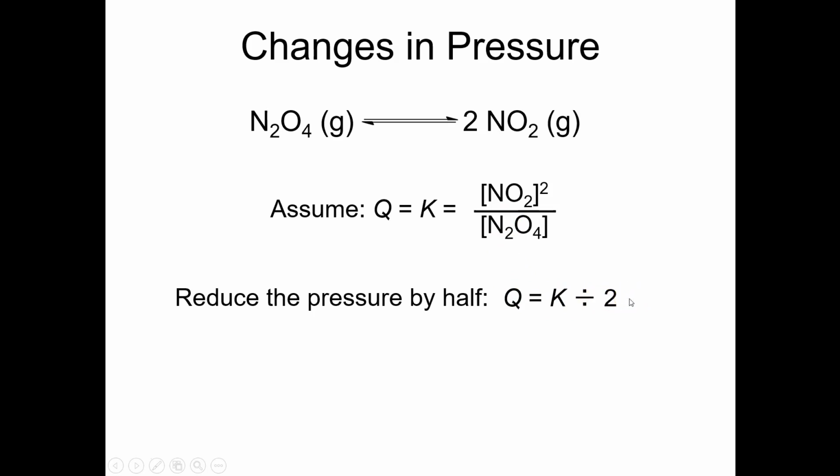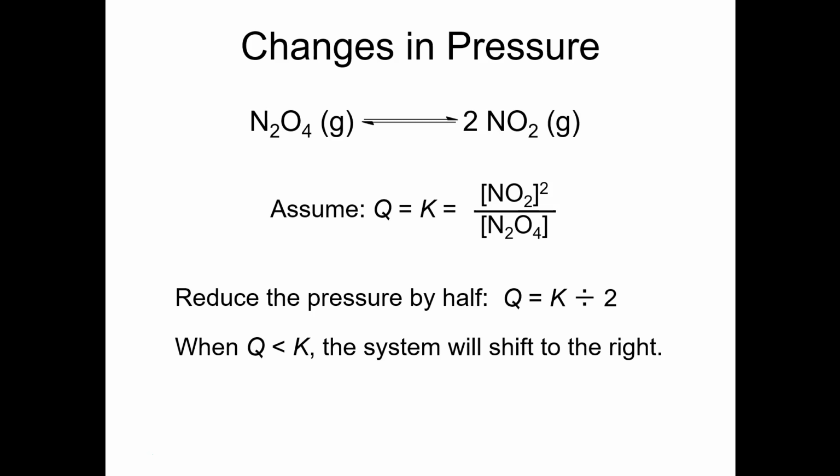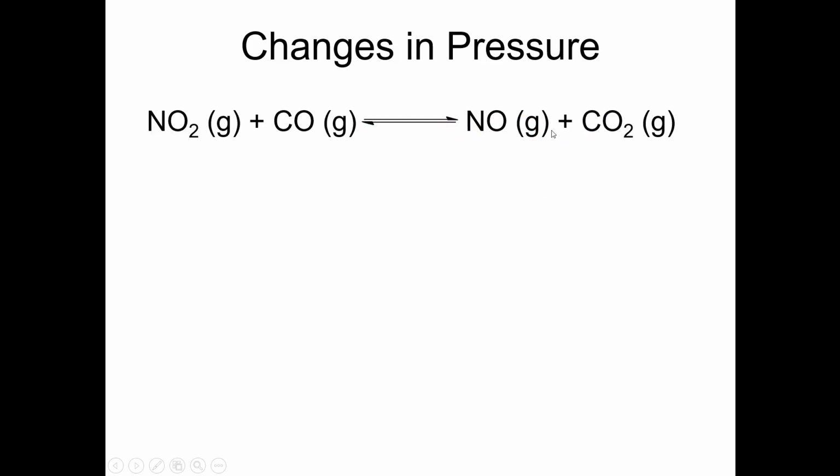It's less than K. When Q is less than K, the system is going to shift to the right, which is the side that has, in this case, more moles. So I've just kind of shown you in a semi-quantitative way: if I increase the pressure, it's going to shift left, fewer moles. If I decrease the pressure, it's going to shift right toward more moles.